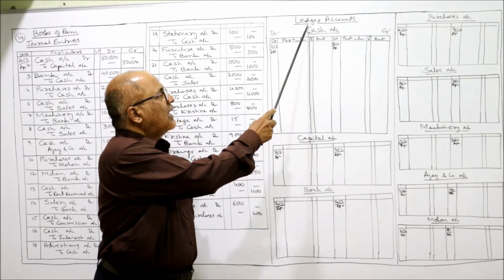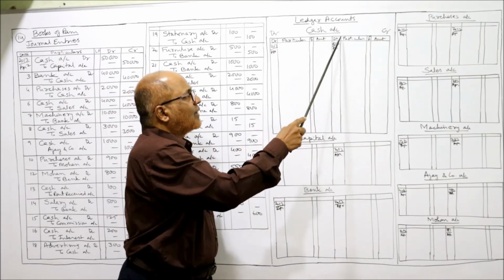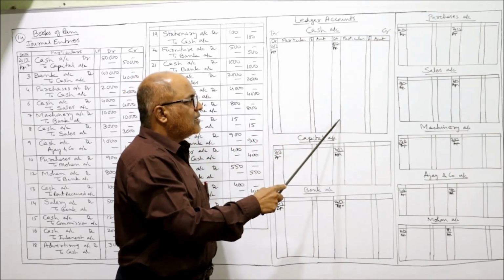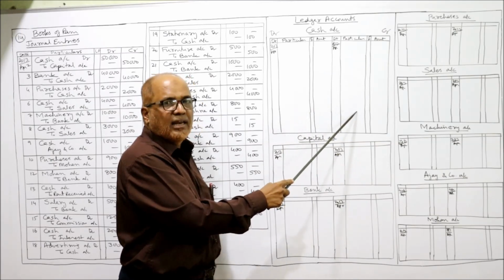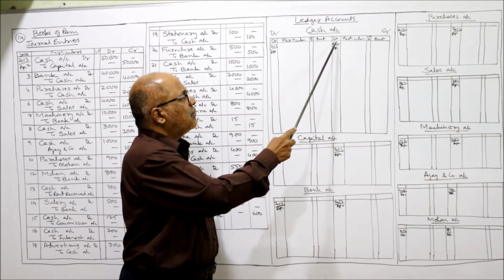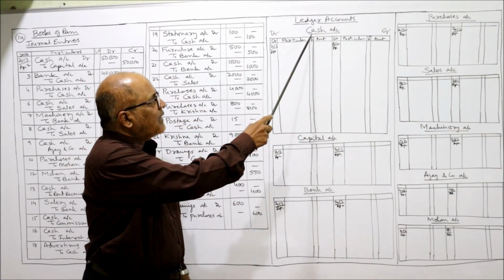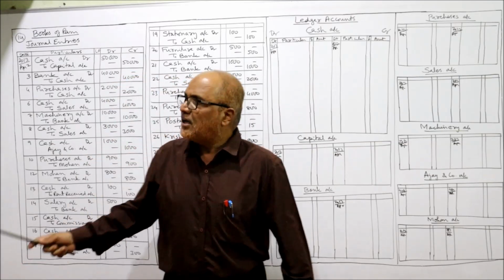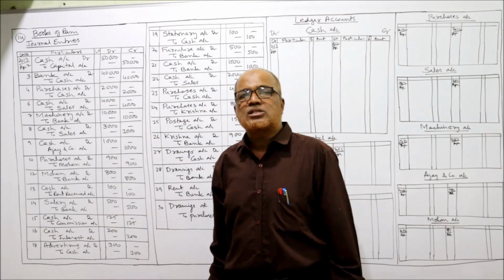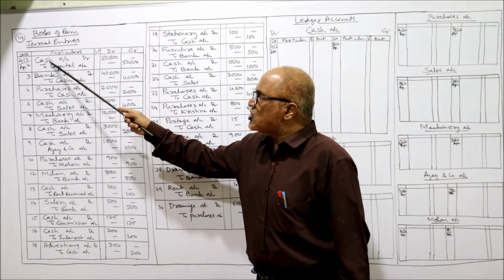You can see here ledger accounts, cash account, debit side and credit side. From the center I have drawn a line, half area left side, half area right side. So date, particulars, JF, amount. Same on the other side. Similarly, I have prepared cash account and capital account. By seeing these transactions, I have to prepare the accounts, just like first cash and capital.